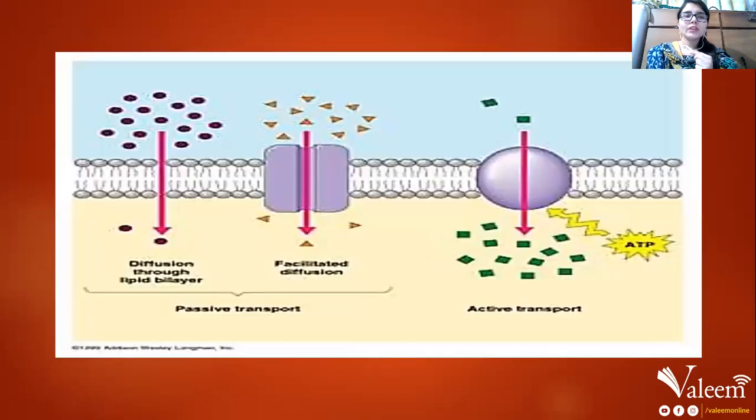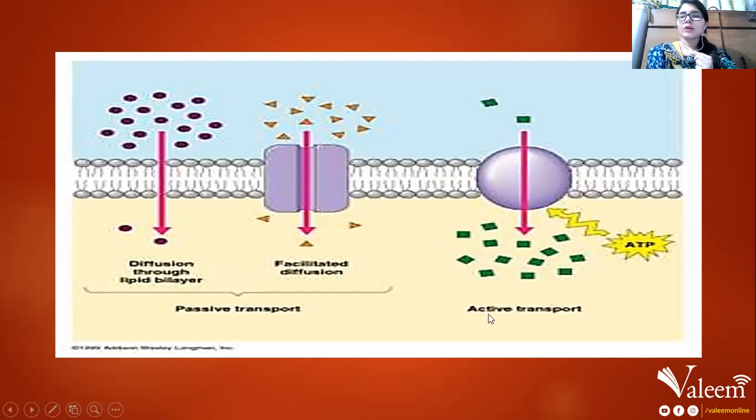If you're observing this diagram, these purple molecules, these triangular molecules and these square molecules are highly concentrated, meaning they are more in number in the extracellular fluid as compared to the cytoplasm. So they diffuse from the extracellular fluid into the cytoplasm through the lipid bilayer, that is your plasma membrane. Similarly, over here they use some protein to make a transportation from outside to inside. Such type of diffusion is called facilitated diffusion. So both are types of passive transport.